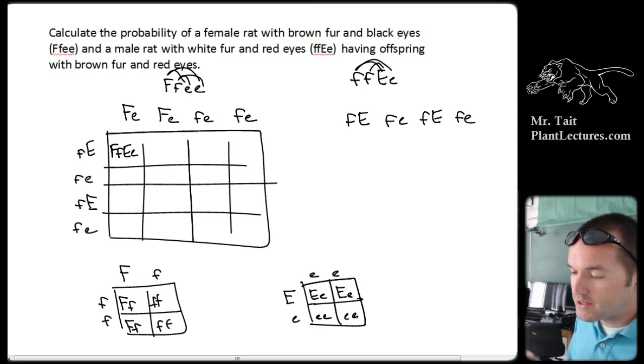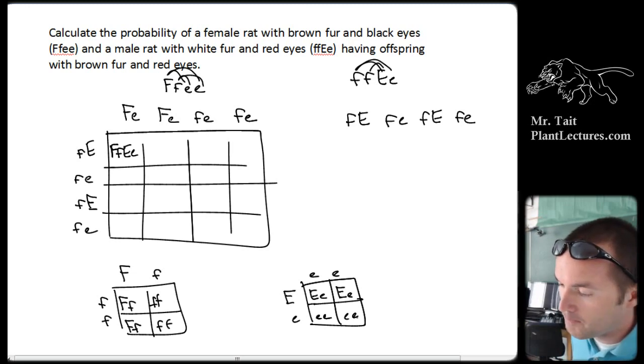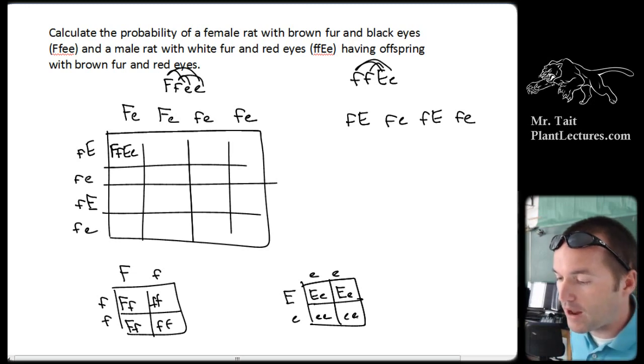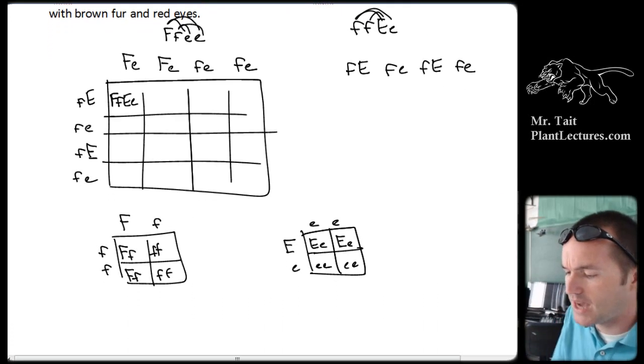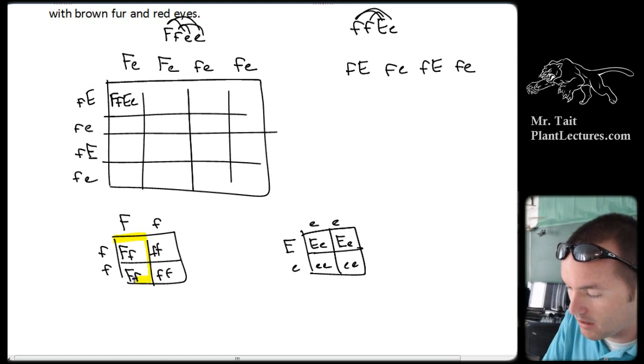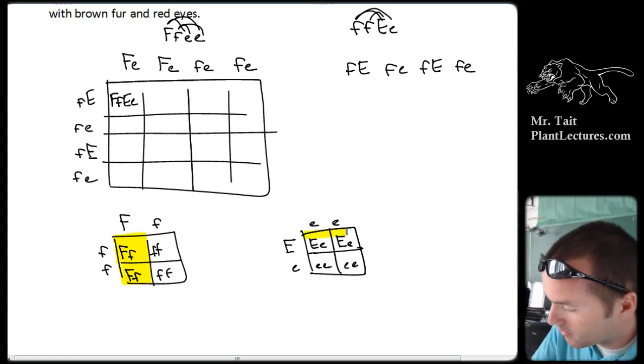Okay, so now let's solve the question. It says, having offspring with brown fur and red eyes. Brown and red were both dominant. So that's the dominant allele over here. And then the dominant allele over here.